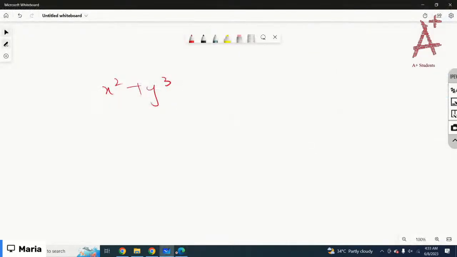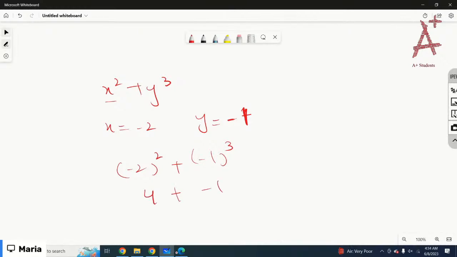X equals negative 2 and y equals negative 1. Let's just replace x with negative 2, so it would be negative 2 square, and y with negative 1 cube. So negative 2 square is 2 times 2, 4. And negative 1 cube is negative 1. And 4 minus 1 equals 3. Got it?